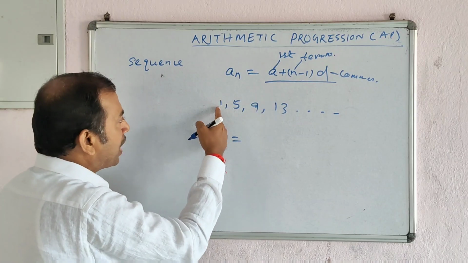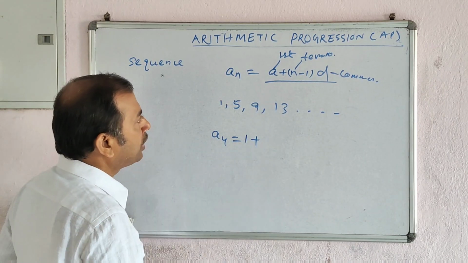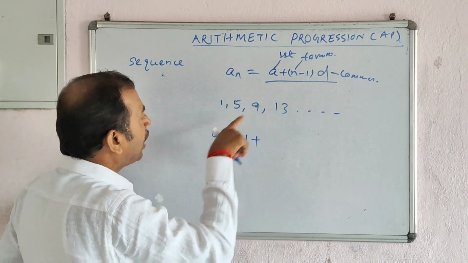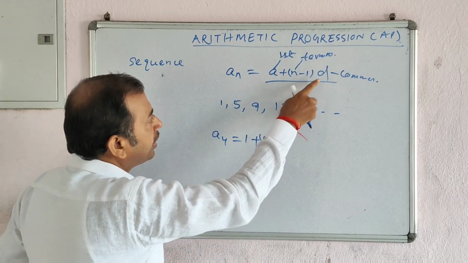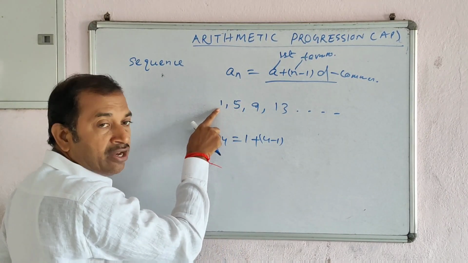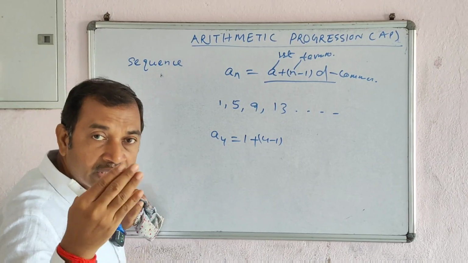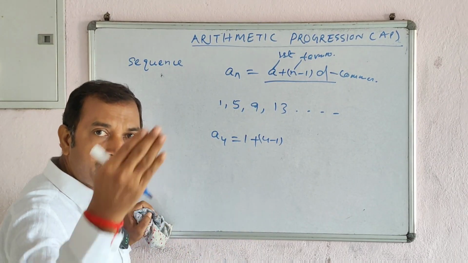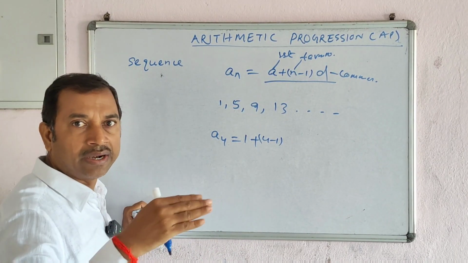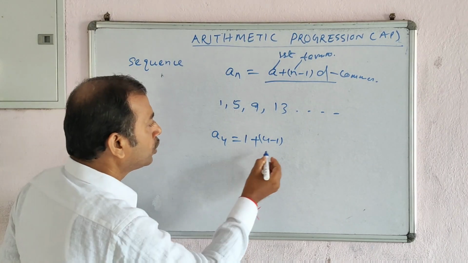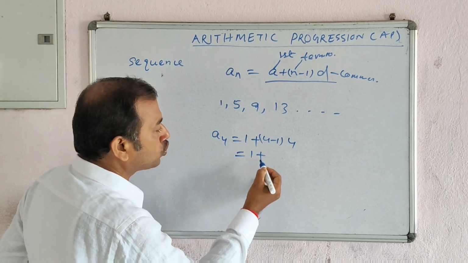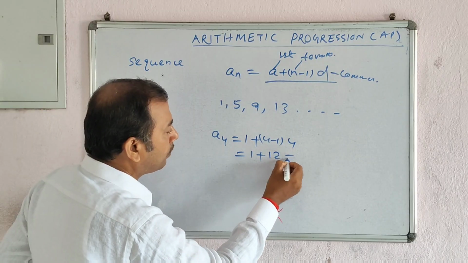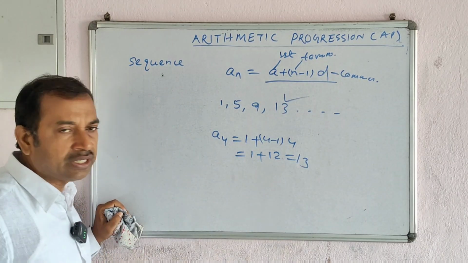So put करो, तो first term is here 1 plus n minus 1. n is what? I want to find the fourth term, so 4 minus 1 into d. d is what? Second term minus first term, 5 minus 1. Remember, d is always second minus first, third minus second, fourth minus third. It's the difference of consecutive terms. तो d is 4. तो 1 plus 4 minus 1 is 3, 3 चौका 12. 12 plus 1 is 13. Yes, the fourth term is 13.